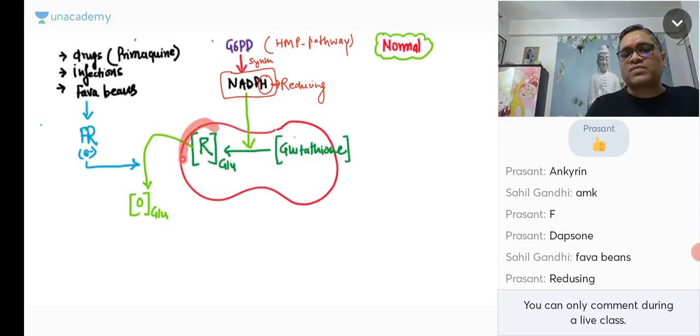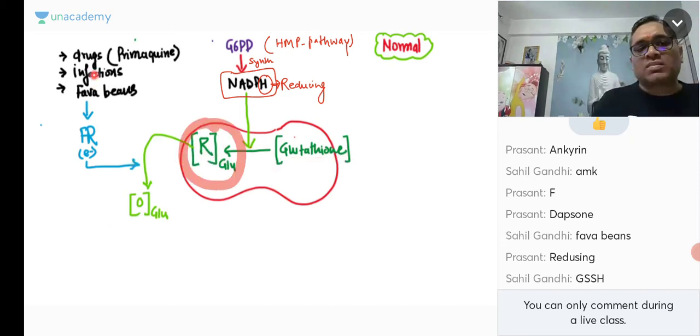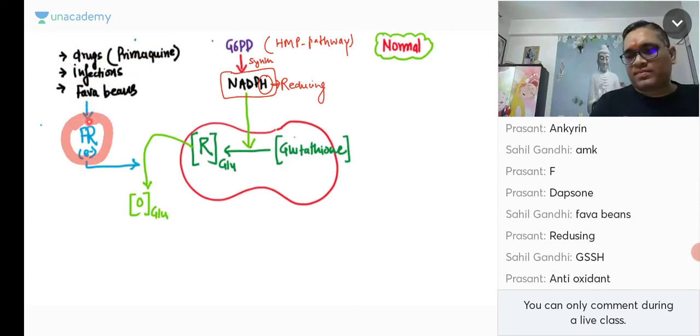So what is the function of this reduced form of glutathione? Now we will see that in a normal individual. Suppose a normal individual takes a drug like primaquine, or has a bacterial infection or fava bean ingestion. What will happen? Free radicals will be formed, right? Can you see this free radical has an electron? So the electron is capable of oxidative damage. If they come to the RBC, they can cause damage of the RBC.